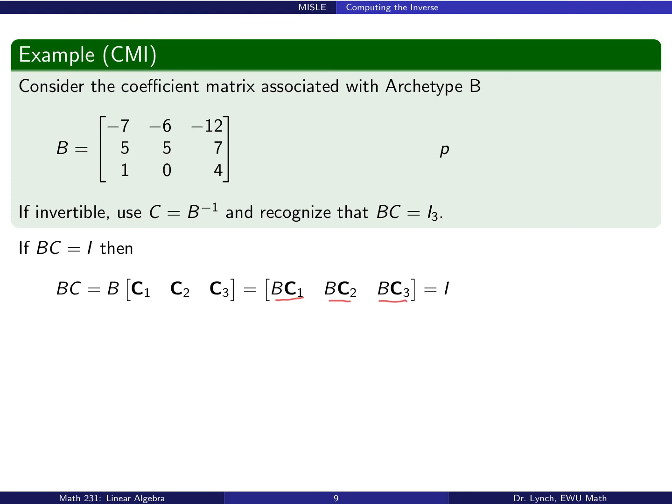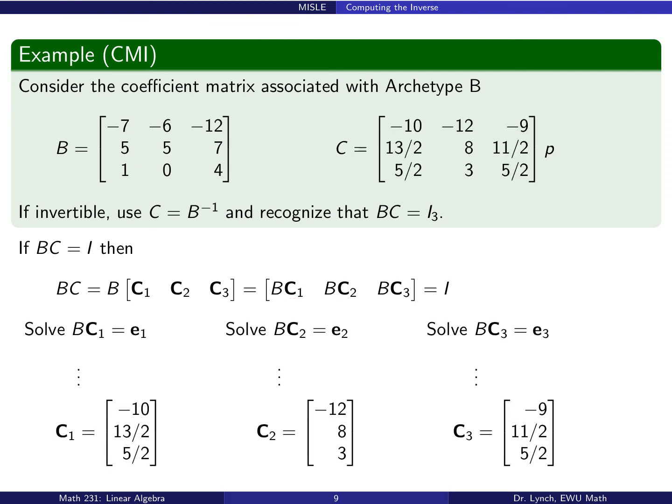Okay, so if we know those three matrix vector equations, we can just solve the associated linear systems, where here E1 stands for the first column of the identity matrix, E2 stands for the second column, and E3 stands for the third column. Again, the way we do this is augmenting B by the first column of the identity matrix, reducing to row echelon form; here's what we get. Augment B by the second column of the identity matrix, reduce to row echelon form; here's what we get. Augment B by the third column of the identity matrix, reduce to row echelon form, and here's what we get.